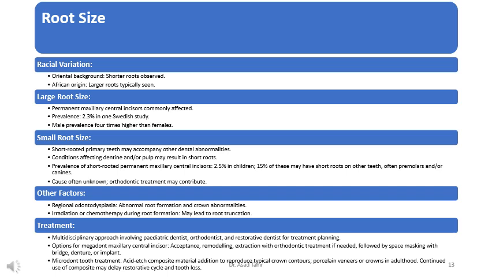Options for megadont maxillary central incisor: acceptance, remodeling, extraction with orthodontics if needed, followed by space masking with bridge, denture, or implant. Microdont tooth treatment, acid etch, composite material addition to reproduce typical crown contours, porcelain veneers or crowns in adulthood. Continued use of composite may delay restorative cycle and tooth loss.